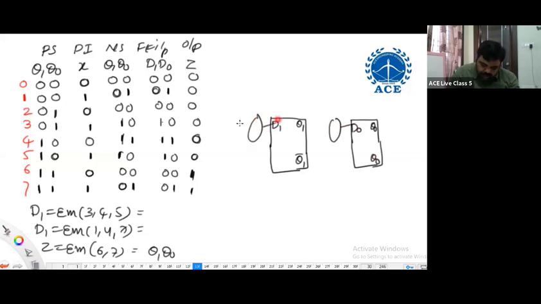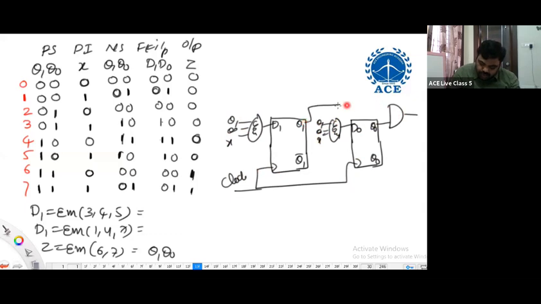We are getting a combinational block. Q1, Q0, X. Here also Q1, Q0, X. But what about Z? Only Q1, Q0.